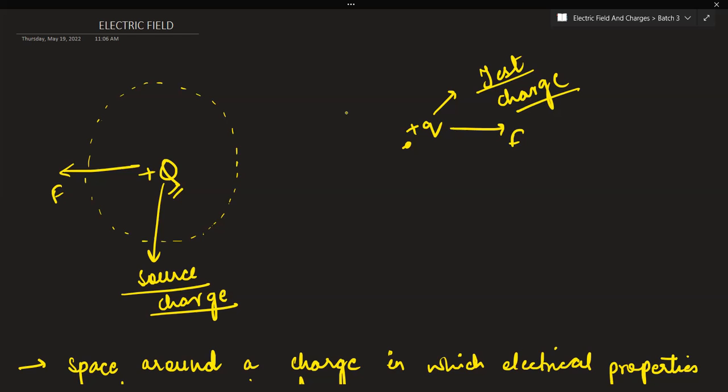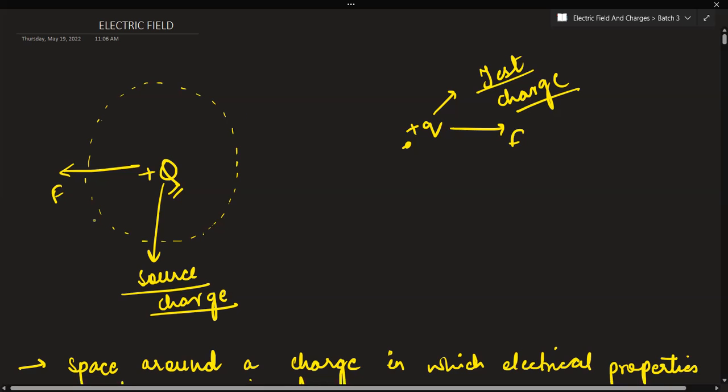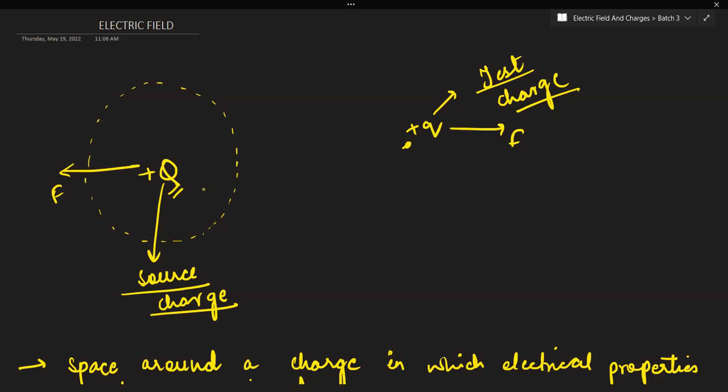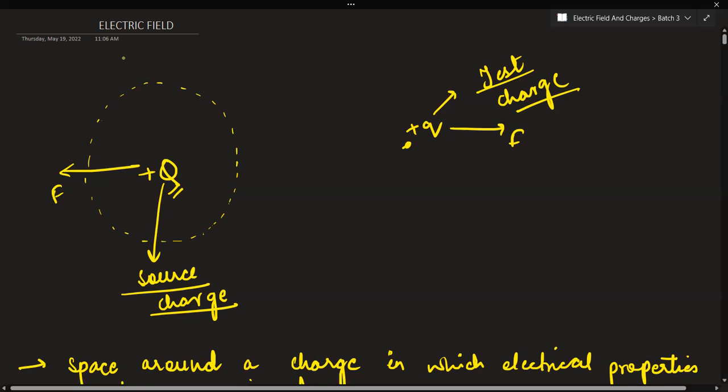The reason is that each charge generates its own electric field, where electrical phenomena, electrical properties, can be experienced. Electrical properties means forces of attraction, forces of repulsion. Even if I bring this charge near this charge, I'll be able to feel a repulsion because both the charges are positive. So this space around the charge that helps us in calculation or experiencing electrical properties or electrical phenomena is known as electric field. This is the meaning of electric field.